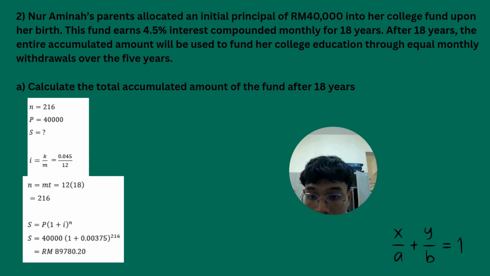216. So the formula to calculate it, S equal to P open bracket 1 plus i close bracket n. So S equal to 40,000 open bracket 1 plus 0.00375 close bracket 216. So the answer is 89,780 ringgit 20 cents. So that's for part A.